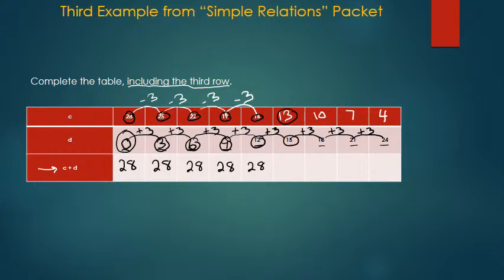13 plus 15 is 28. 10 plus 18 is 28. 7 plus 21 is 28. And 4 plus 24 is also 28. So here in this slide, we have figured out all of the different patterns that exist, and we have successfully filled in the remainder of the table. Now, for the next slides that we move to, we're going to start asking and answering questions around this data.